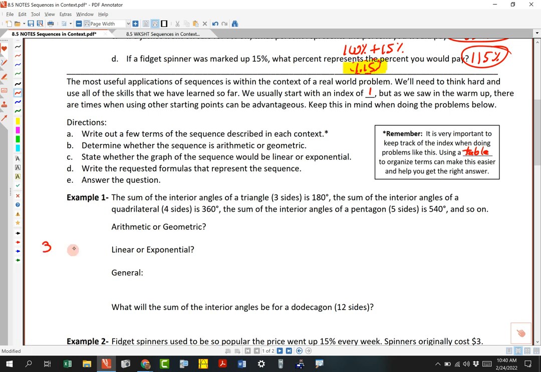How many degrees were there if we had three sides? What was it? 180. The next one was if it had four sides, what was it? Megan? 360. Would you write down the next one for five? 540. Isaac, what's the next one? 540. Okay. Now, if we ignored all of this, could you come up with the next one? Could you come up with six?